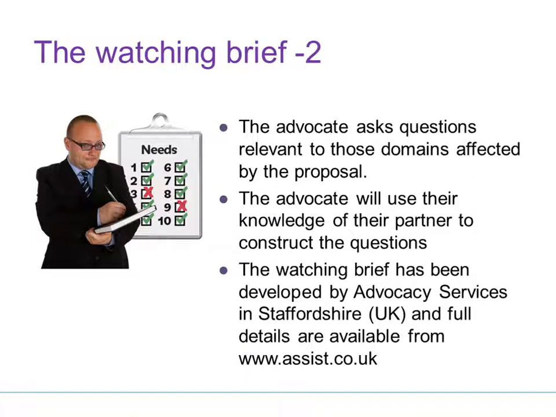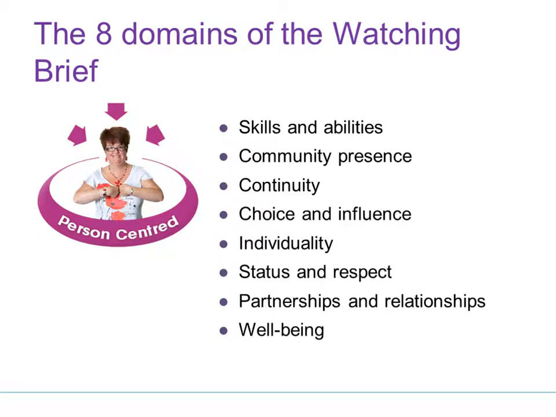And the advocate asks questions relevant to those domains affected by the proposal, and the questions will be developed from the advocate's knowledge of their partner. ASSIST have developed a very clear framework, and full details are actually available on their website. But what this does do is provide a really objective way in which the 8 domains are actually assessed in terms of their impact. And those 8 domains look at areas such as skills and abilities, community presence, continuity, choice and influence, individuality, status and respect, and partnerships and relationships and well-being.